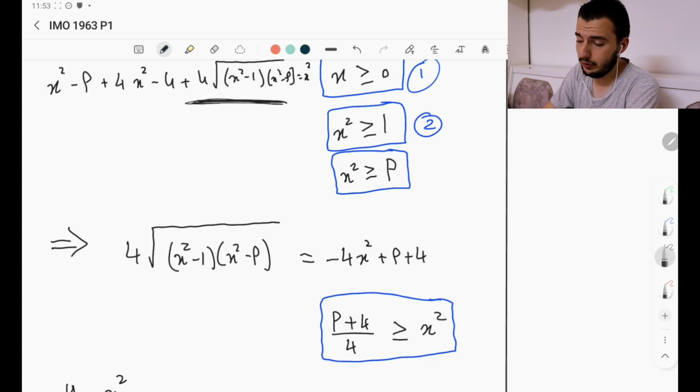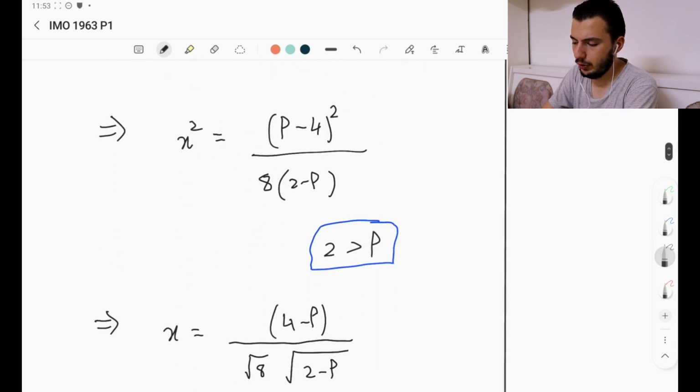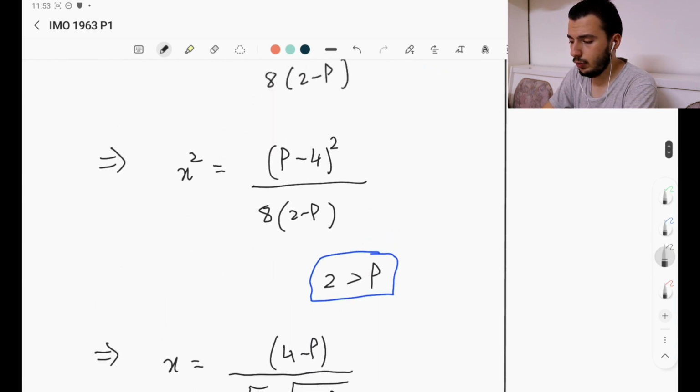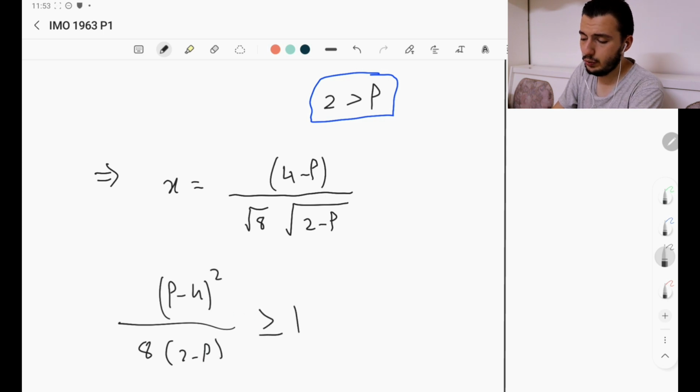Is x squared greater than or equal to 1? Well, we have x squared from here. We don't need to go here. We already have x squared here. So let's just check whether this here is greater than 1. So let's simply write: is p minus 4 squared over 8 times 2 minus p greater than or equal to 1?